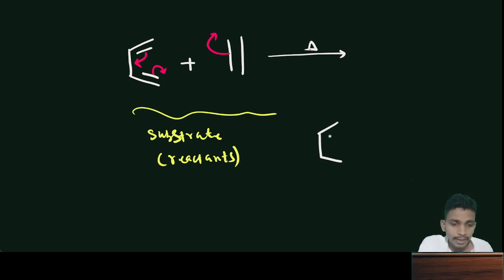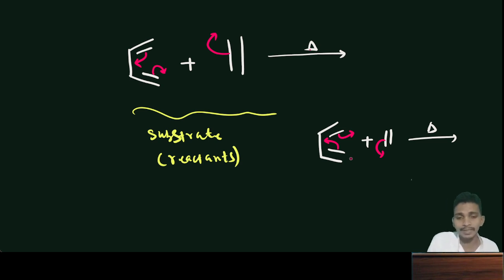It means if it is like this and we are giving heat, it can go this way or that way, because no intermediate is forming here. So we don't need to check whether this intermediate is stable or that intermediate is stable, because no intermediate is forming. It may proceed like this or like this. It means electrons may be moving like this or like this.